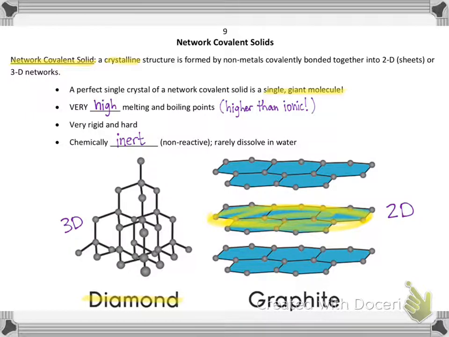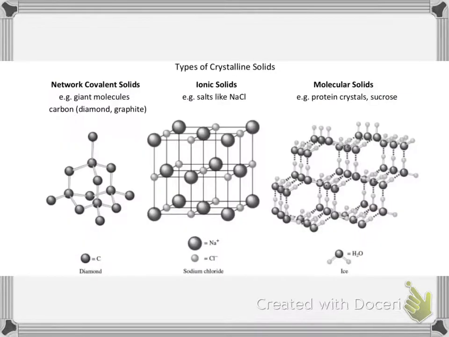So let's compare the different types of crystalline solids we've seen. So of course, the network covalent solids are the ones that are held together by covalent bonds in 3 dimensions, or 2 dimensions, but basically covalent bonds. Ionic solids, like tasty table salt, sodium chloride, are of course crystals made up of cations and anions. So they are of course held together by ionic bonds.